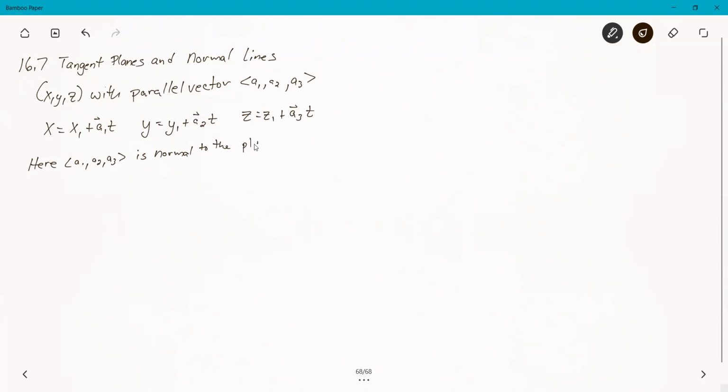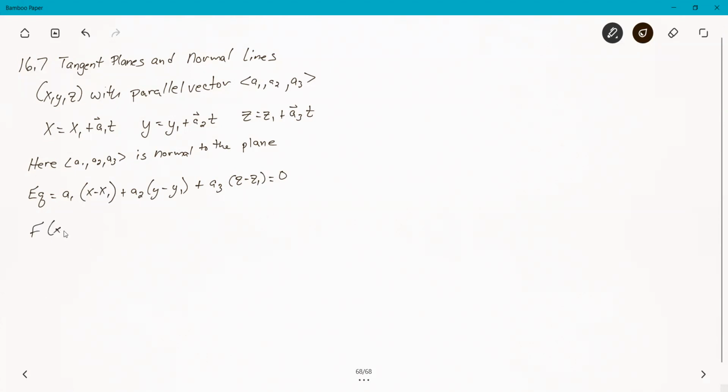Is normal to the plane. So here's what an equation would look like. It would be a sub 1 (x minus x sub 1). Oops, I started to write that as a vector, sorry. That should be a parenthesis. So parenthesis plus our a sub 2 (y minus y sub 1) plus a sub 3 (z minus z sub 1), and that's going to be equal to 0.